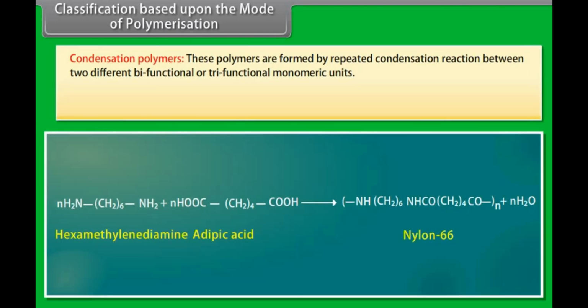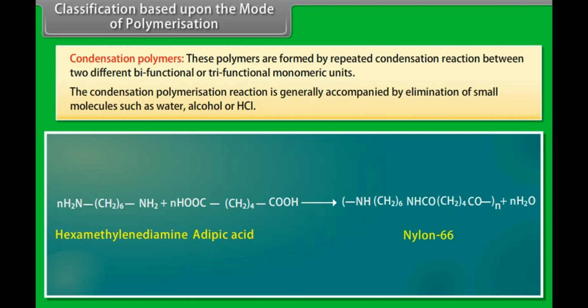Condensation polymers. These polymers are formed by repeated condensation reaction between two different bifunctional or trifunctional monomeric units. The condensation polymerization reaction is generally accompanied by elimination of small molecules such as water, alcohol, or HCl. For example, nylon 66 is formed by condensation of hexamethylene diamine with adipic acid. Classification of polymers based on molecular forces. Under this type of classification, there are four subcategories.